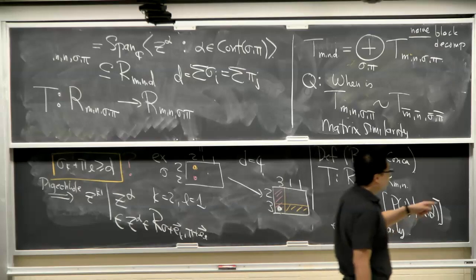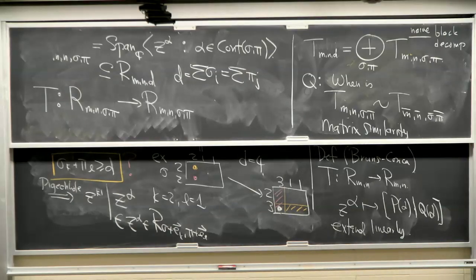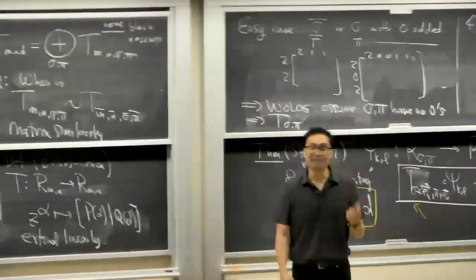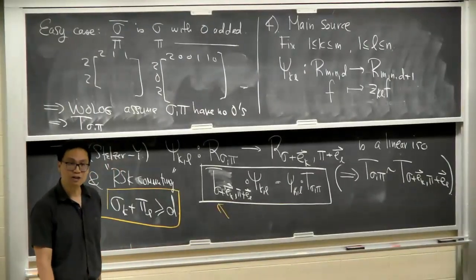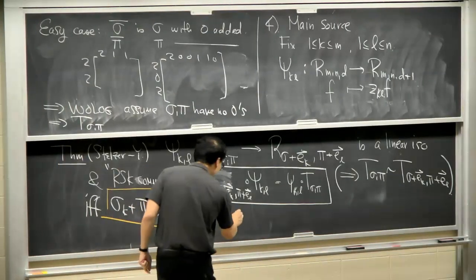The statement that it's RSK commuting, i.e. it satisfies this condition, is harder. And to prove it, we need to delve into the actual combinatorics of RSK. So I won't do that here.